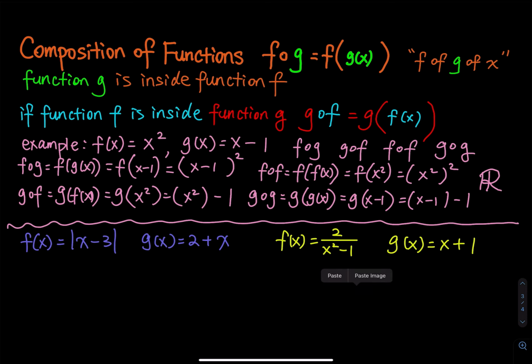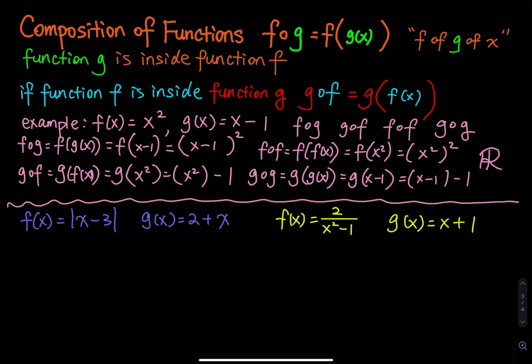So moving on to a more complicated example. Actually, the first one is not that complicated. The first one, we have an absolute value, and then we have 2 plus x. Before we start, I would like to say that this function, f of x equals the absolute value of x minus 3, is already a composite function because we have a linear function x minus 3 inside an absolute value function. Once again, we have a linear function x minus 3 inside an absolute value function. So this function itself is a composite function.